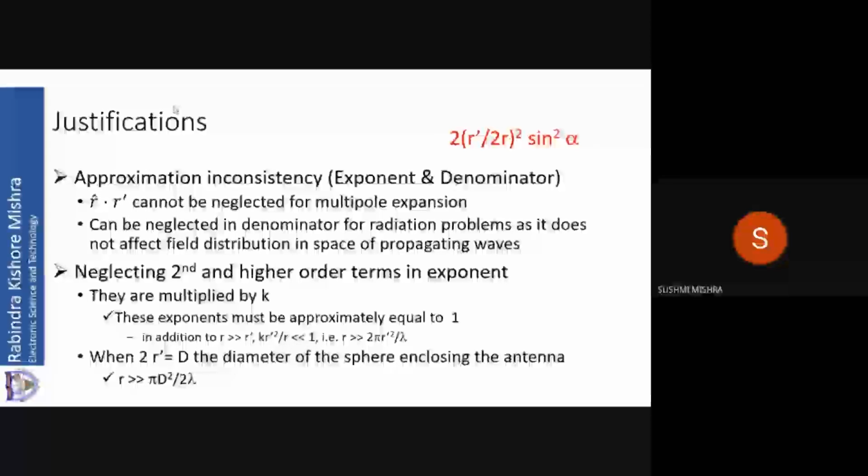So 2 R dash is equal to D, D square is equal to 4 R dash square. If I put that 4 R dash square there, then multiplying by 2 and dividing by 2, that becomes pi D square by 2 lambda. So R has to be much greater than pi D square by 2 lambda.